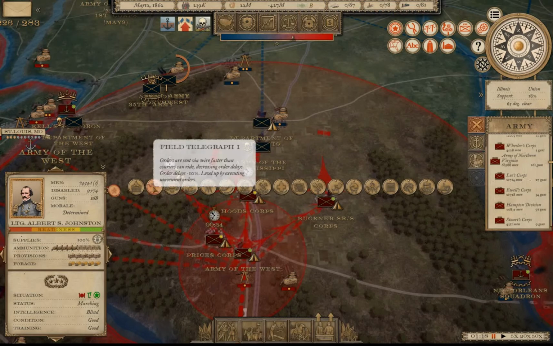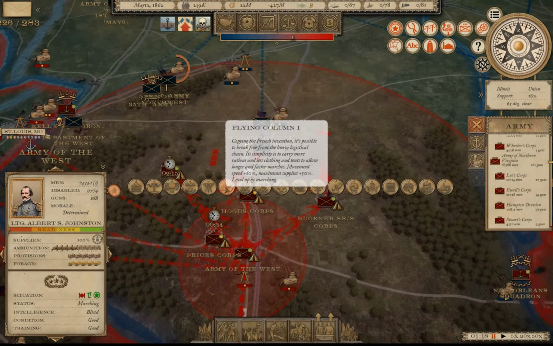Field telegraph. Orders are sent via wire faster than couriers can ride, decreasing order delays. 10% order delay.